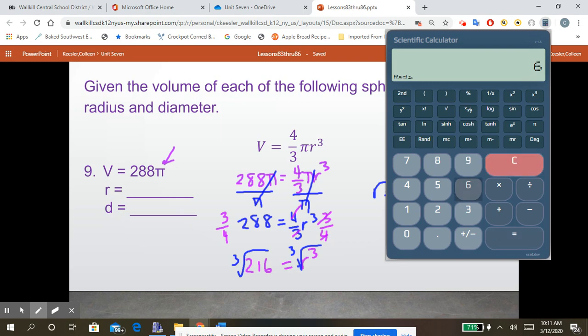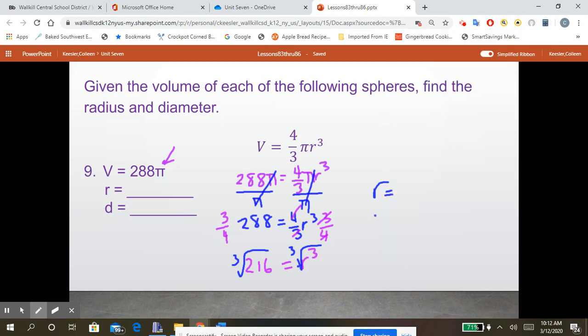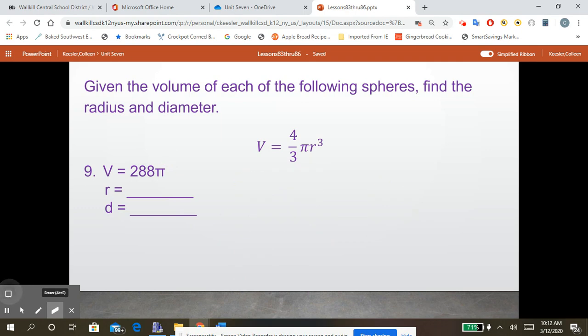And we can check it. If we do 6 times 6 times 6, we get 216, or just 6 cubed, also 216. So r equals 6. And they didn't give us a unit, so I'm just going to leave it as 6. So therefore, diameter equals 12. All right, so it's not too hard, but again, just make sure you're using the idea of solving the equation to do this correctly. Let's try one more example.